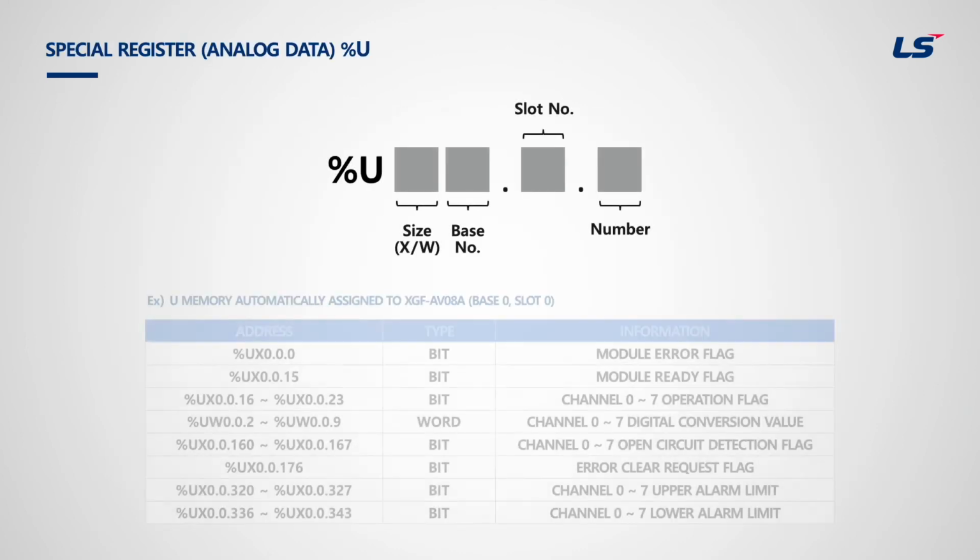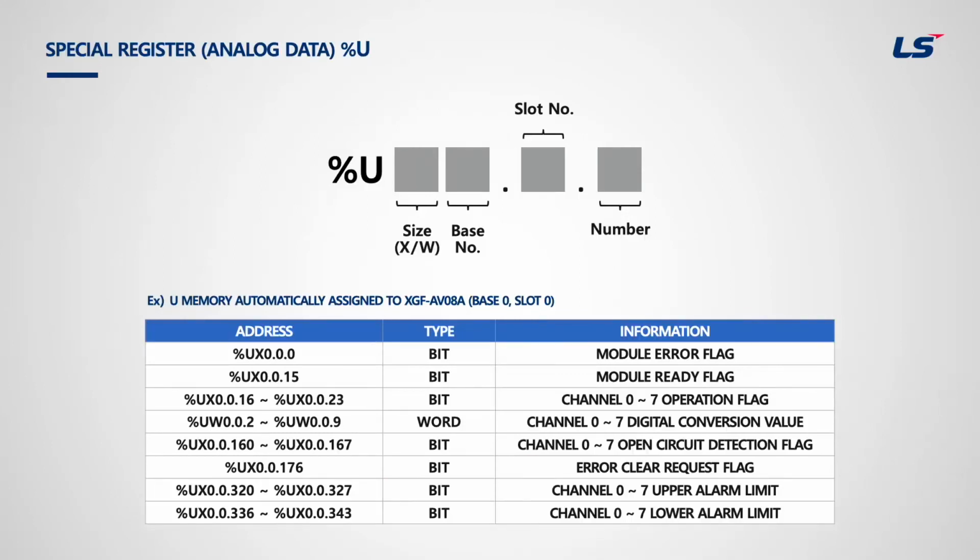Now, Special Register U area is for analog modules. As it's shown, the size followed by U tells whether the address is a bit or a word. Following the size comes base number, slot number, and data number. Base and slot numbers are automatically allocated depending on where the analog module is equipped.